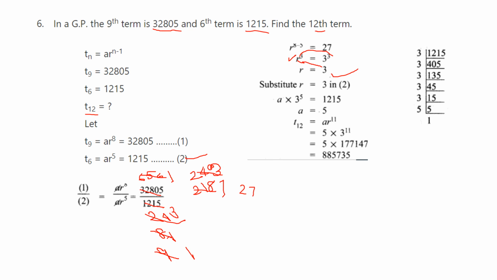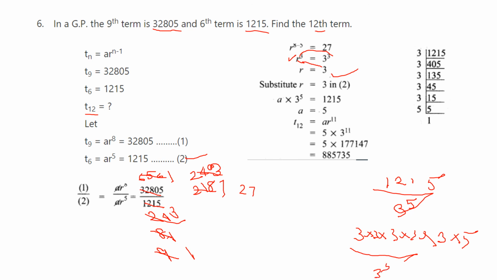So a into 3 to the power 5 equals 1215. Do the prime factorization of 1215: 3 into 3 into 3 into 3 into 3 into 5. Divided by 3 to the power 5, it will all cancel, and only 5 remains. Therefore a equals 5.